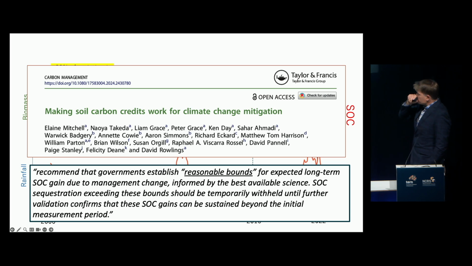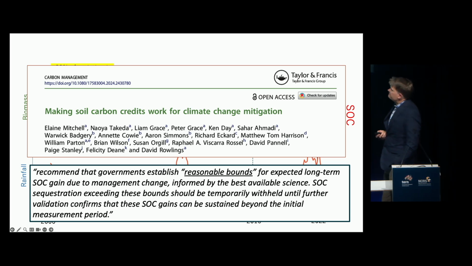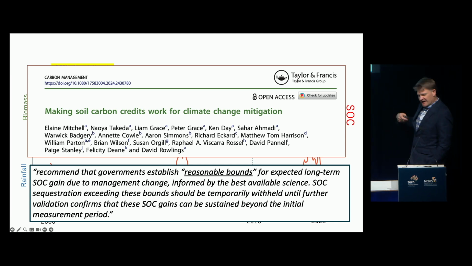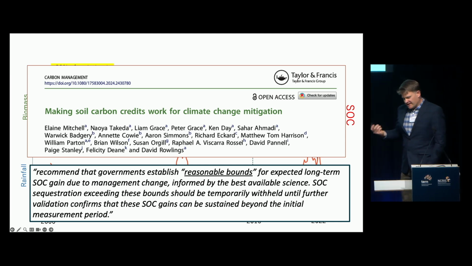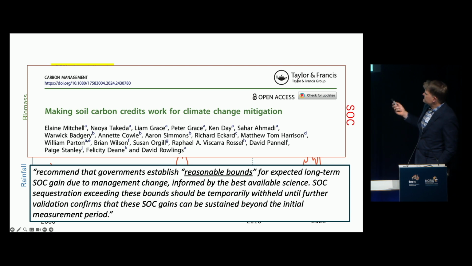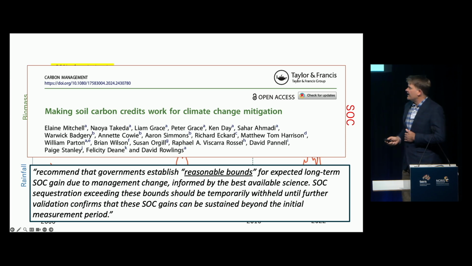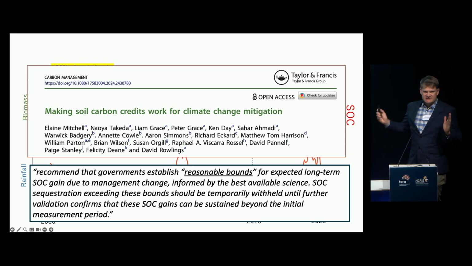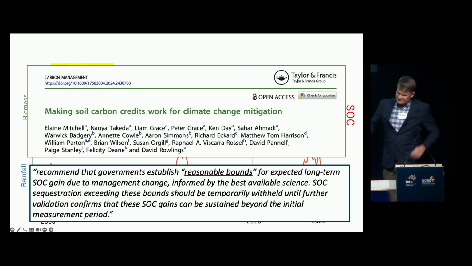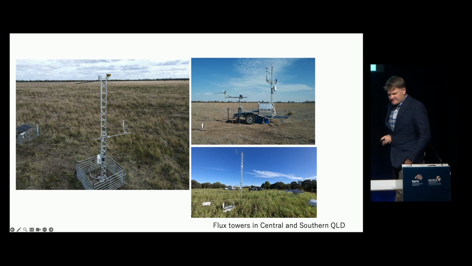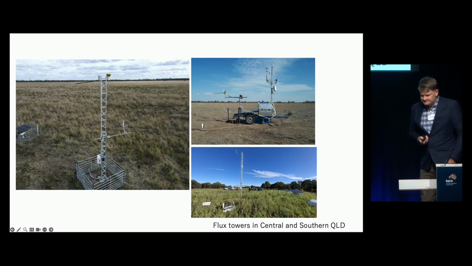So Elaine Mitchell and a bunch of us wrote this paper outlining how we can actually make this system work. And one of the things we recommended was that we need to set reasonable bounds. We need to put some guide rails around what this looks like for the industry. And part of that was establishing independent monitoring sites that hopefully become long-term, so we can keep this going into the future. So that was basically the emphasis for ALTAR.